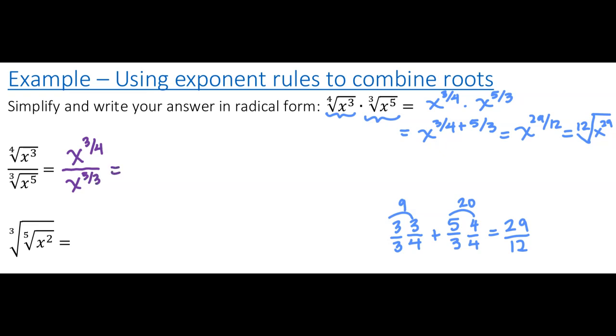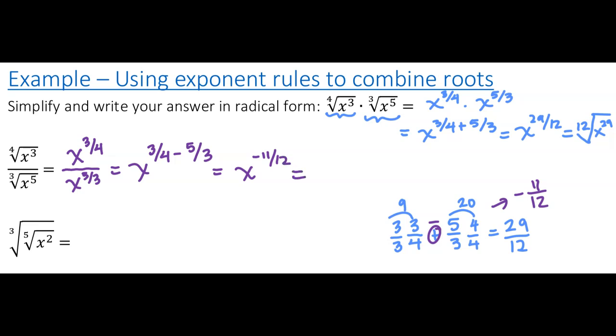So now we're trying to do 3/4 minus 5/3. So back here, we can look at these. This just becomes a minus. So we've got 9/12 minus 20/12, which will give us negative 11/12. X to the negative 11/12.